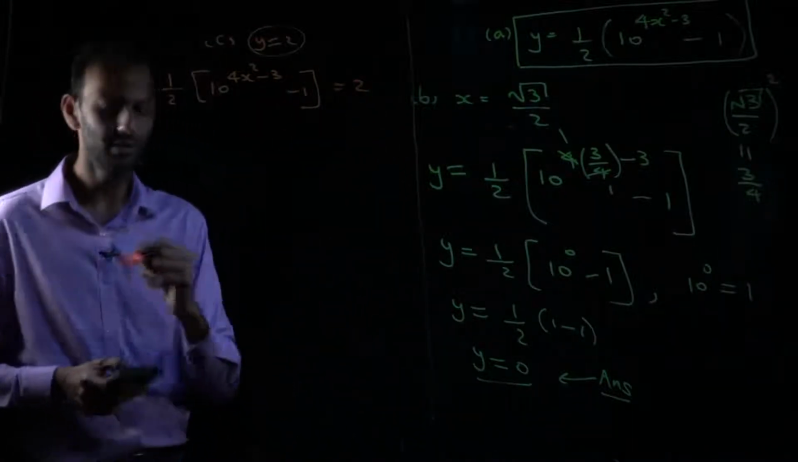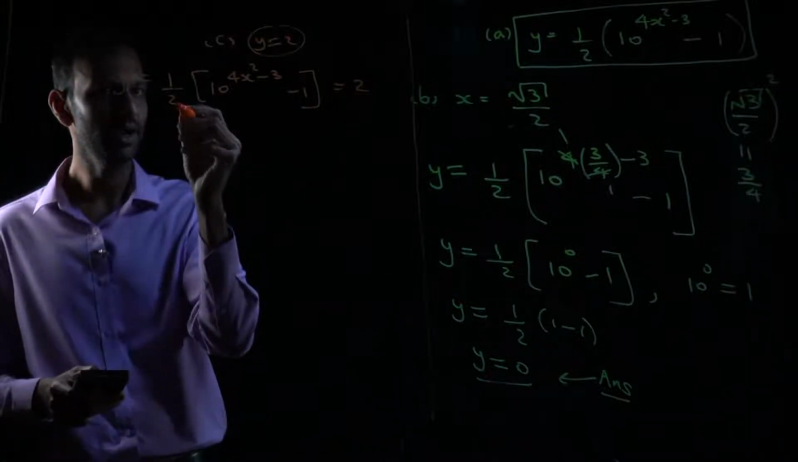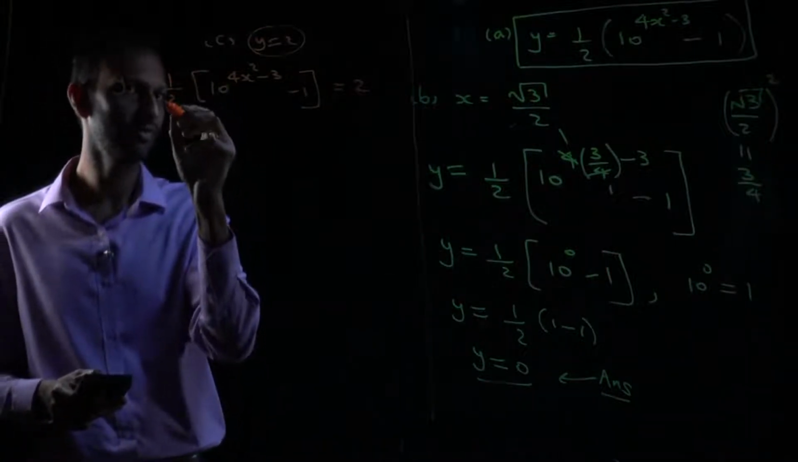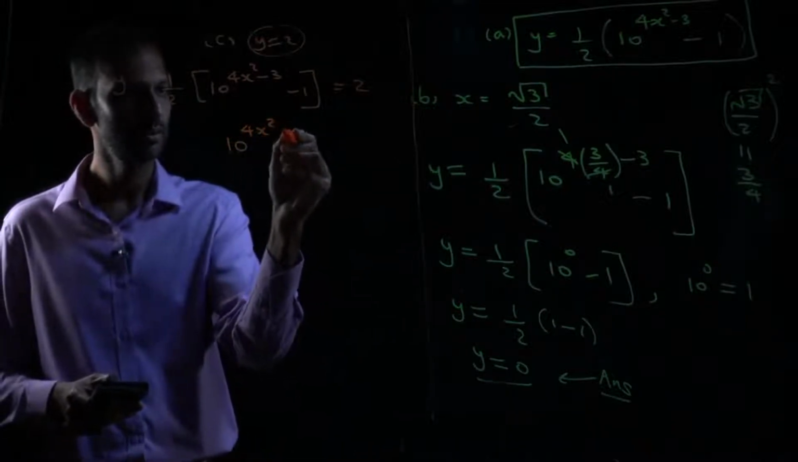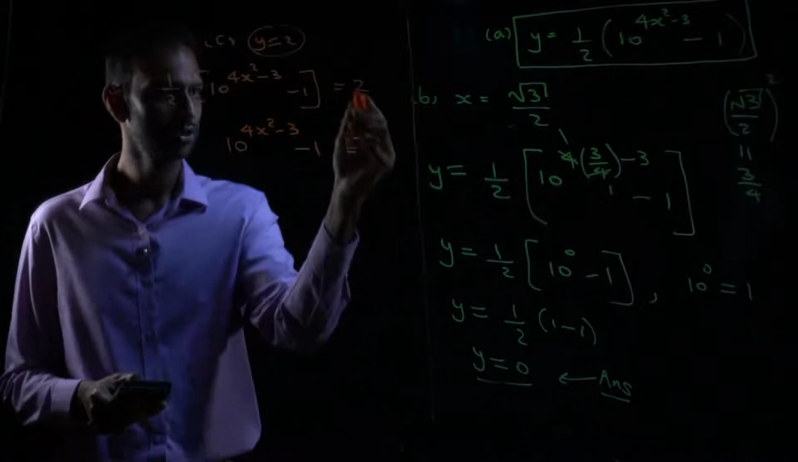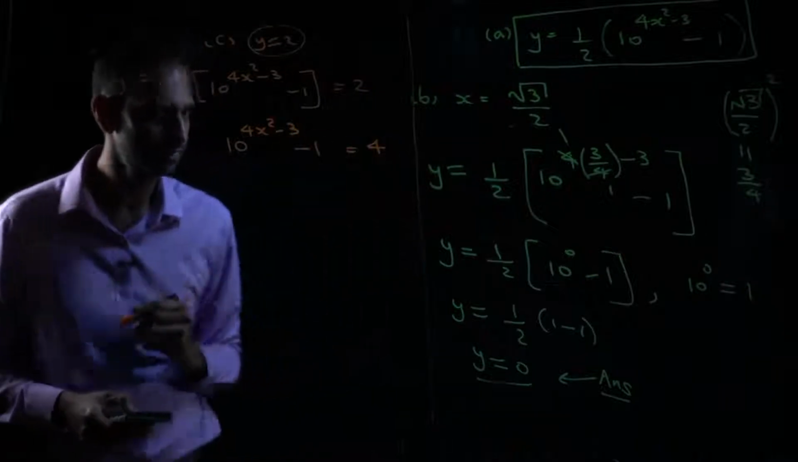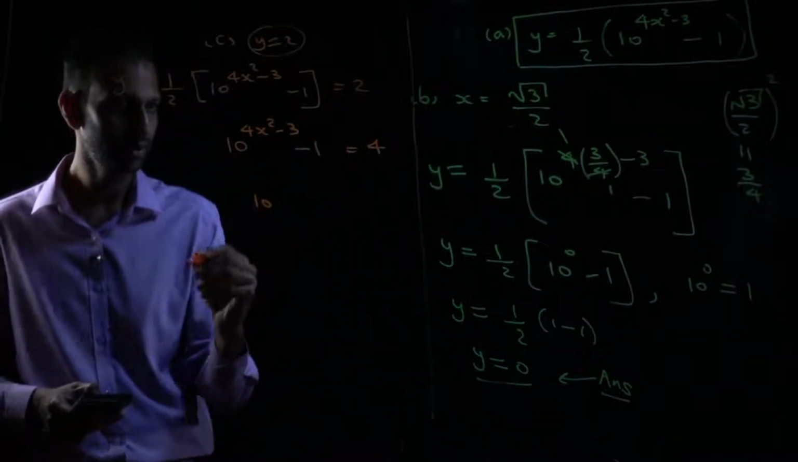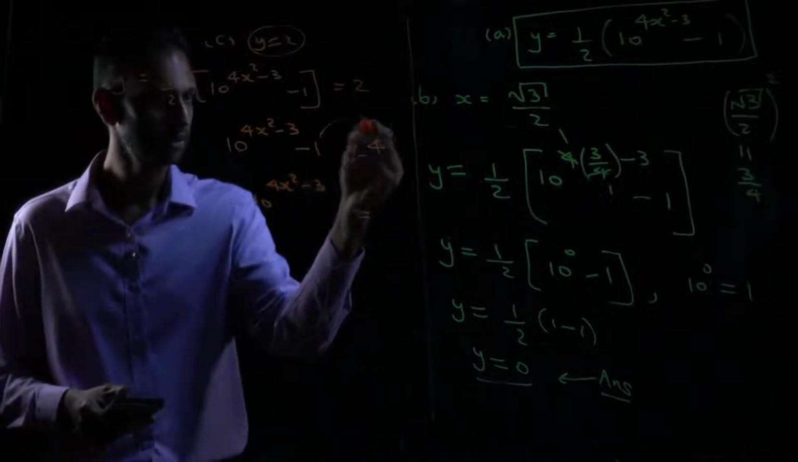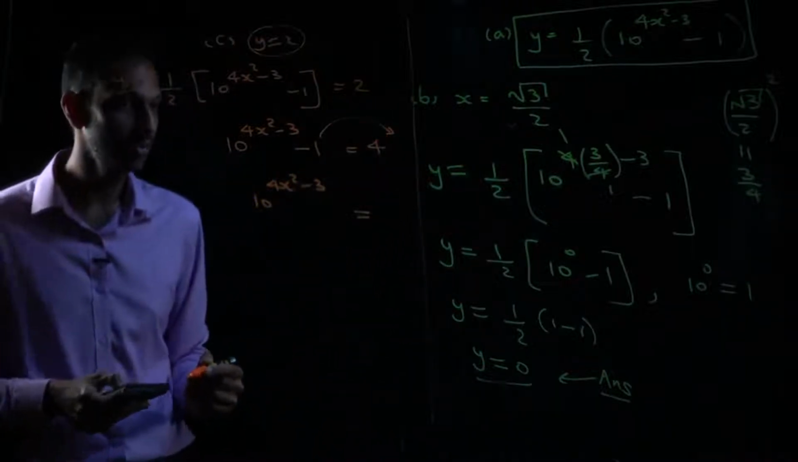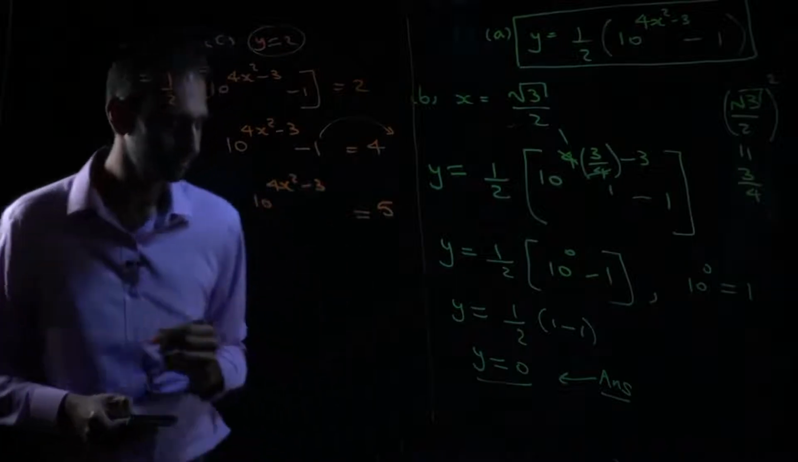That's just straightforward. Now, you have half here. If I send it on the right hand side, we will have 10 to the power of 4x squared minus 3, minus 1, 2 times 2, which is equal to 4. So 10 to the power of 4x squared minus 3, the minus 1 goes on the right hand side, you will have 5.